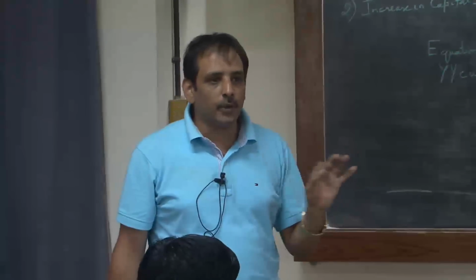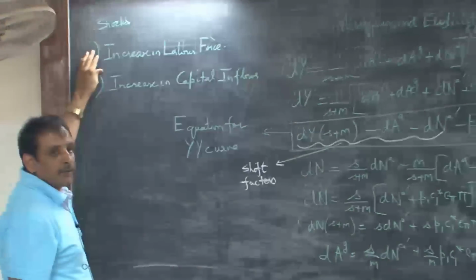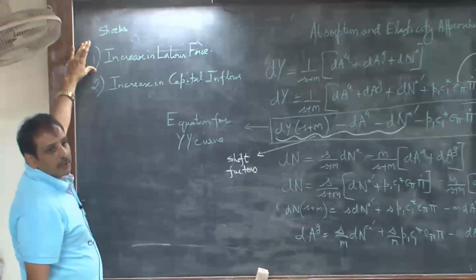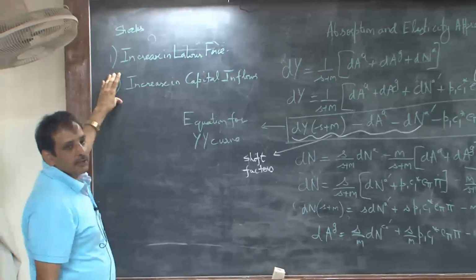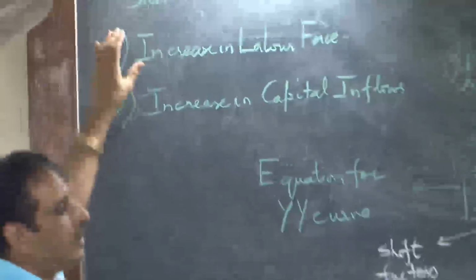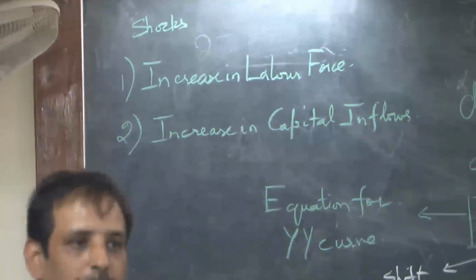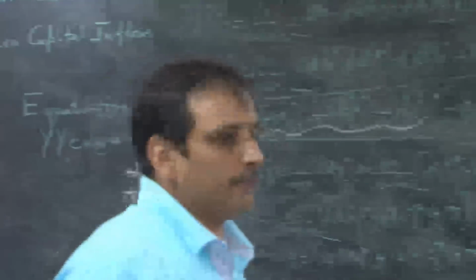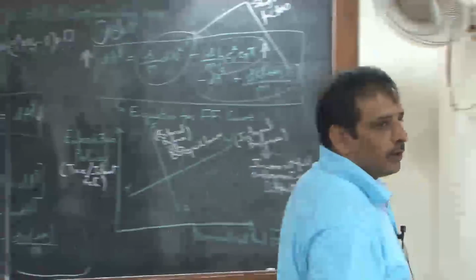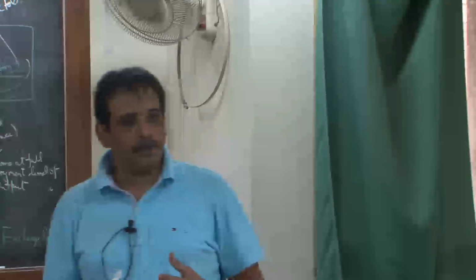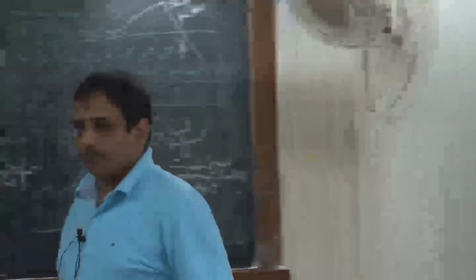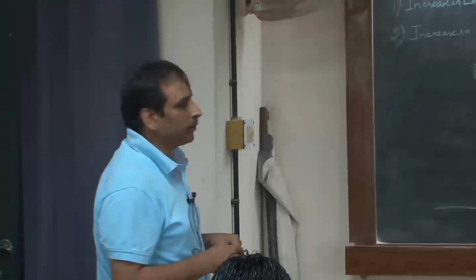Today we are going to move beyond that. We are going to discuss two more shocks which happen in the economy. One is the increase in labor force, and the other is the increase in capital flows. So when there is an increase in labor force, if for example India starts producing more IT personnel, skilled manpower increases in India, which we have seen over the years that the skilled manpower has gone up. How will it have an impact on the economy?